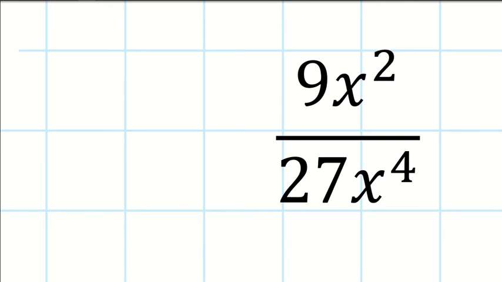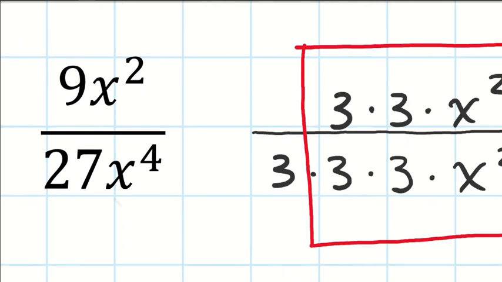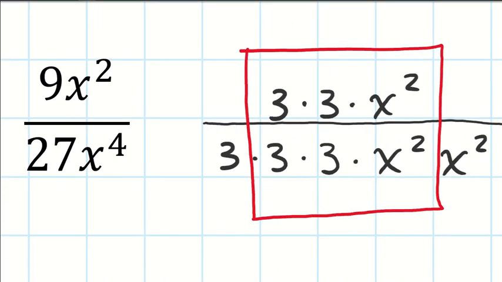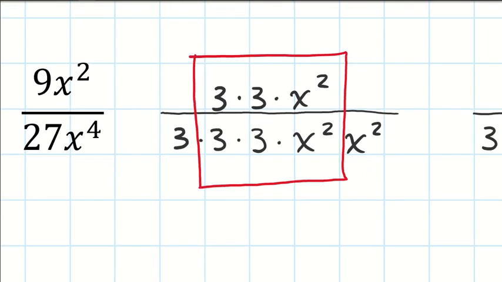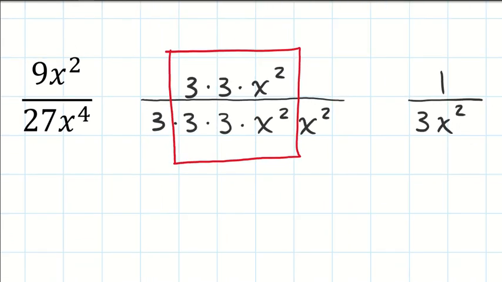So the solution should be, in my numerator, I had 2 factors of 3 and then the x squared. In the denominator, I've got the 3, 3, 3, and then there's an x to the fourth. And you can see the way that I've grouped this together, and I'm left with a single factor of 1 in the numerator, and my denominator is 3x squared.